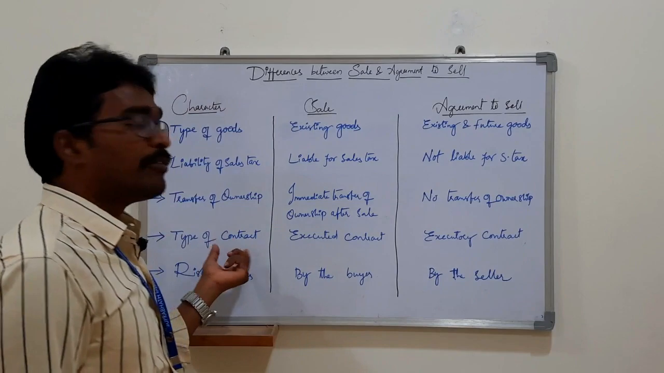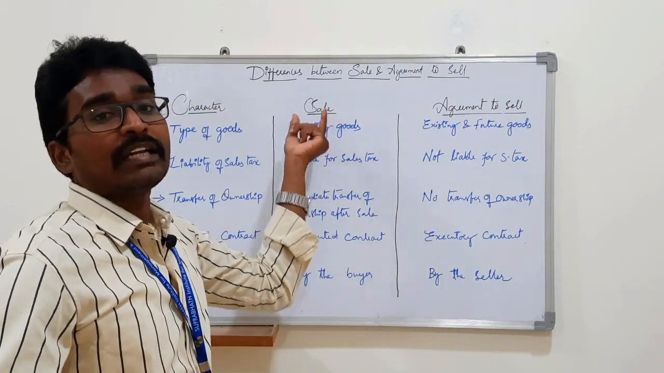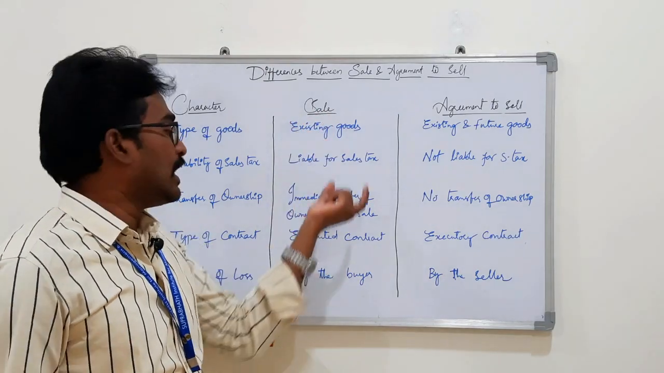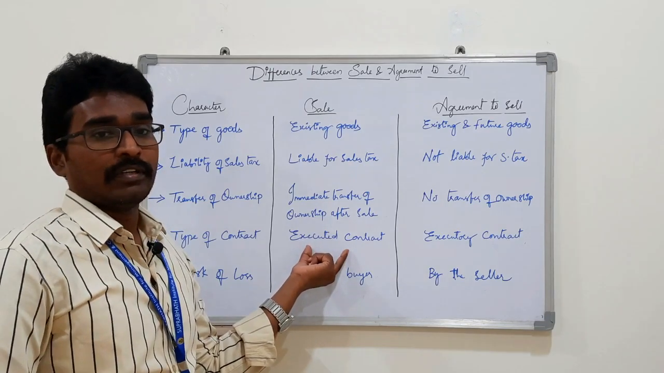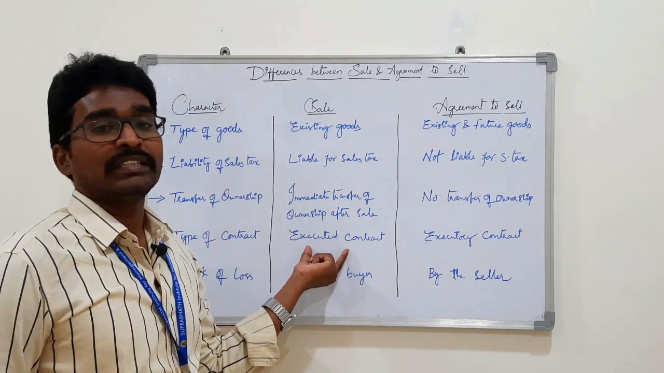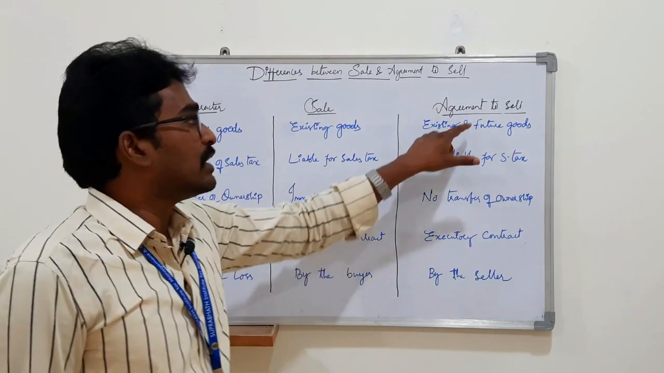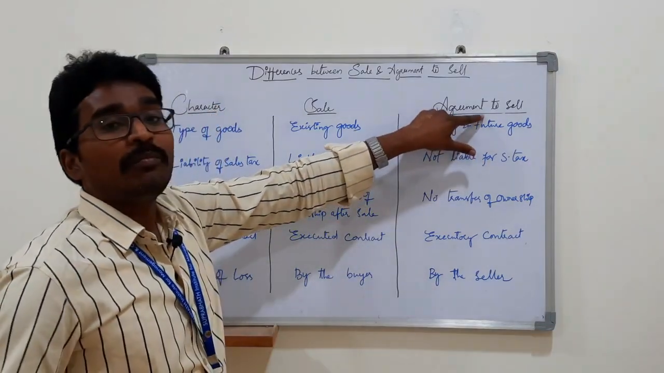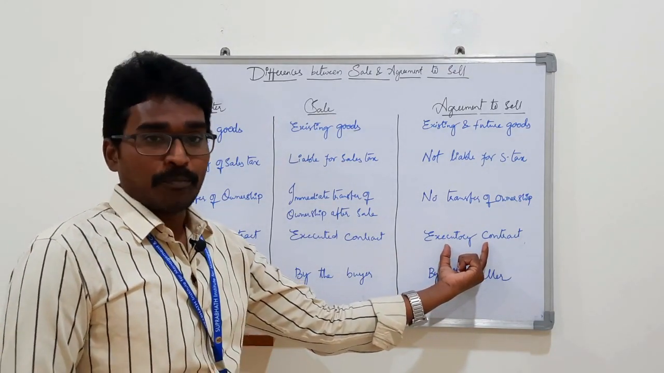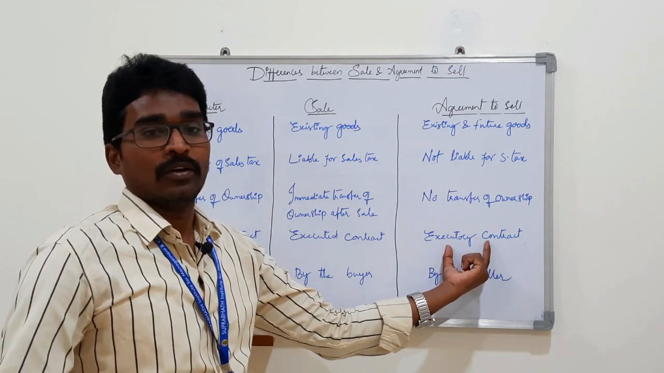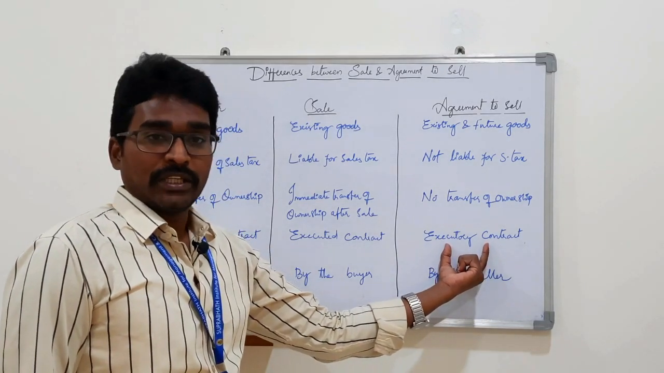Coming to the next one, type of contract. In the sale, as the transfer of goods is completed or performed, it is considered an executed contract. The obligation of transferring the goods, or delivery of goods, is done in sale of goods. That is the reason it is considered an executed contract. Whereas in an agreement to sell, the goods are yet to be transferred. So it is considered executory, a contract which is in process, yet to be completed, where the sale has to be done. That is the reason it is considered an executory contract.